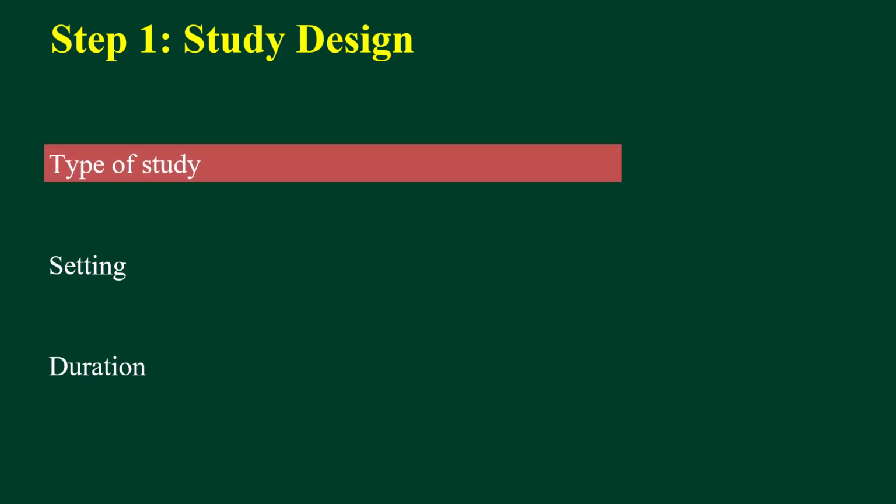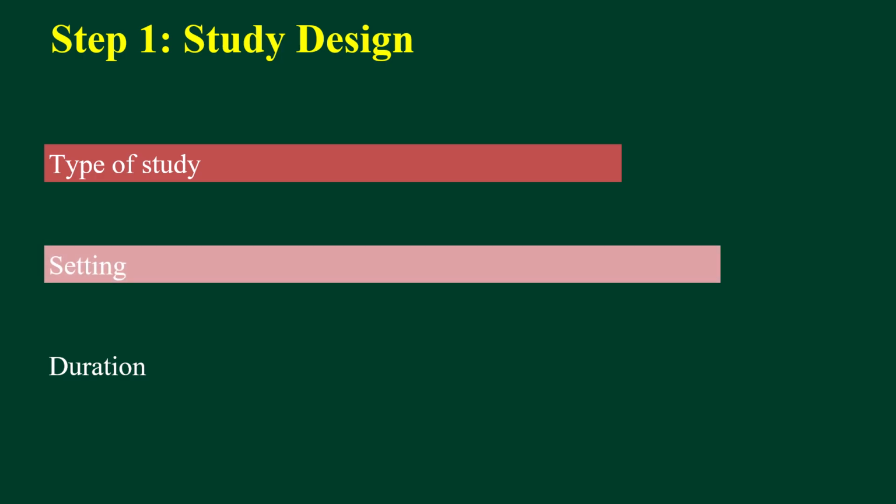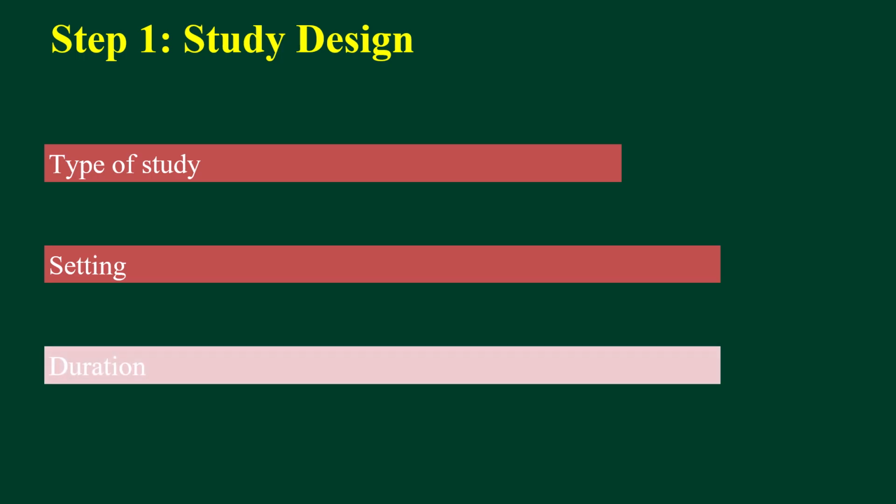Step number 1, study design. The type of study, whether it's experimental, observational, cross-sectional, randomized or controlled trial, you should start with that. Secondly, study setting, where the experiment was done, your laboratory, hospital, field, institution, that should be written. Thirdly, study duration, when it started and when it ended. For example, this study was a laboratory-based experimental research conducted from January to June 2025.